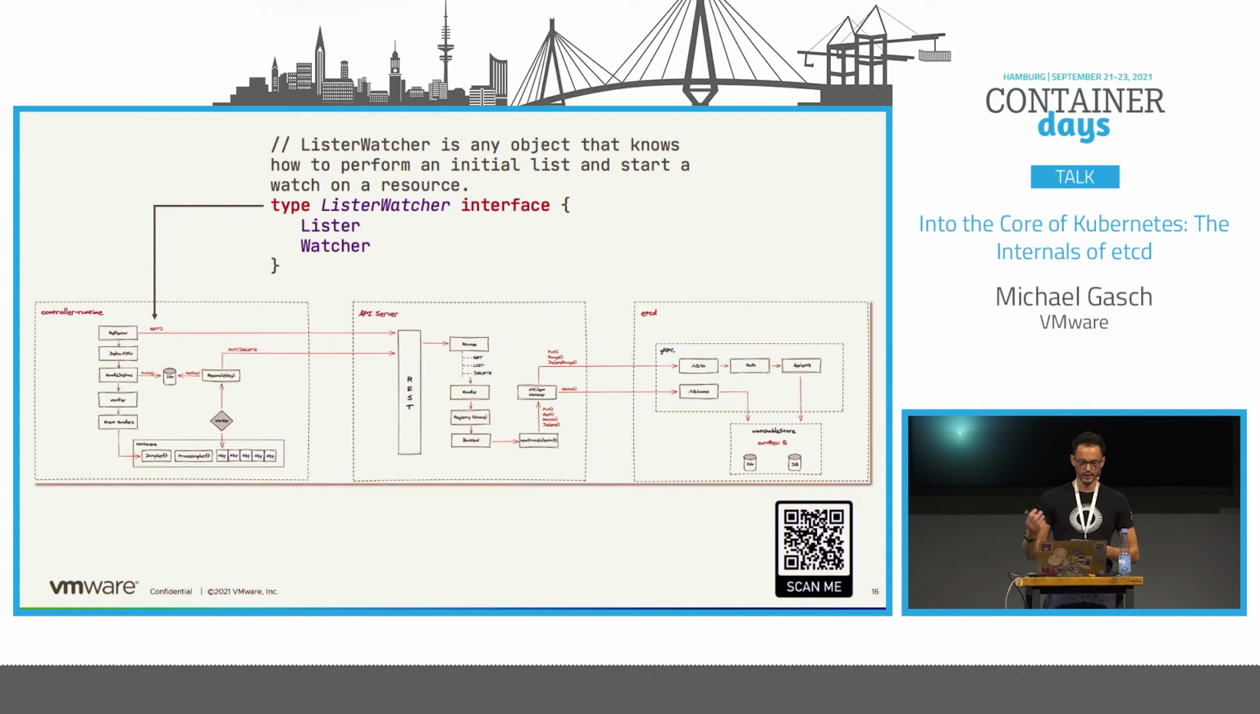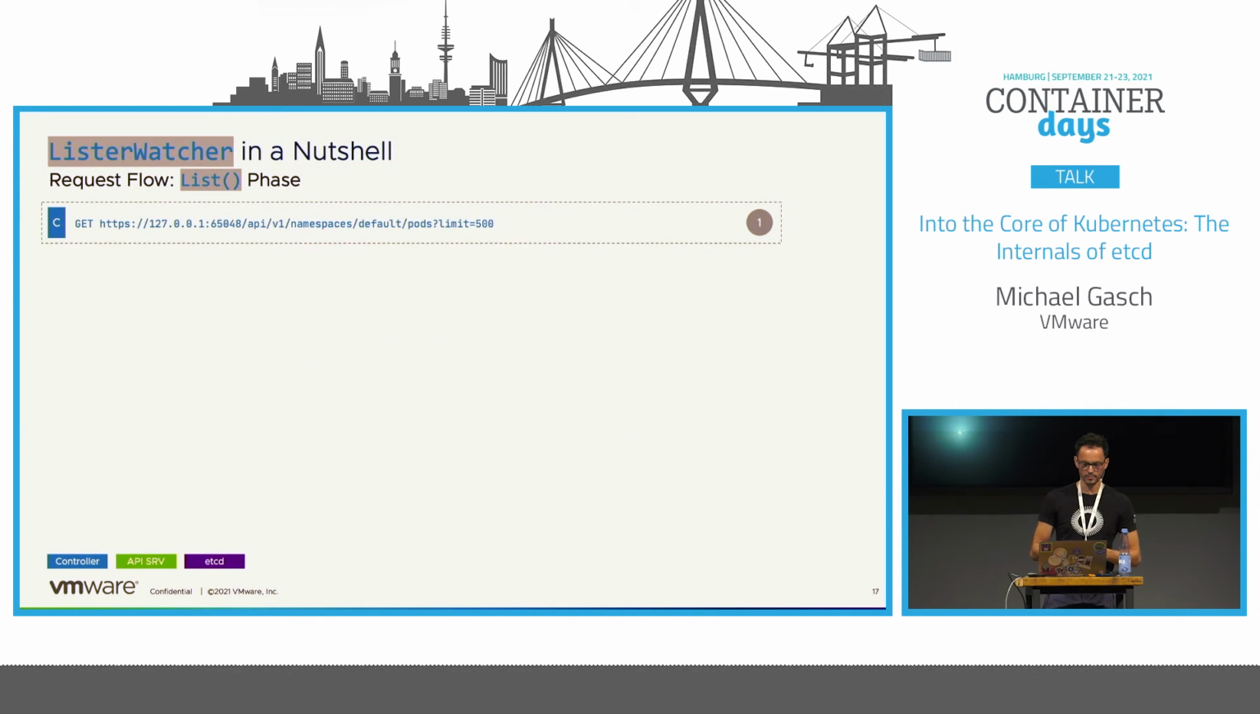And a lister watcher in Kubernetes is something that knows how to list something and to watch something. Similar to what we already did with etcd. Etcd get was a list, and etcd watch was the watch. So I already did that behind the scenes without actually talking about the lister watcher here. Why is the lister watcher important?